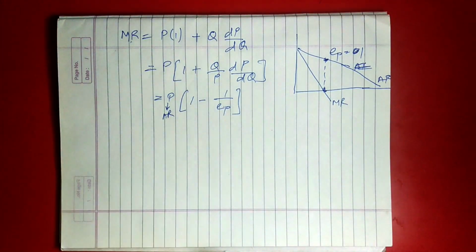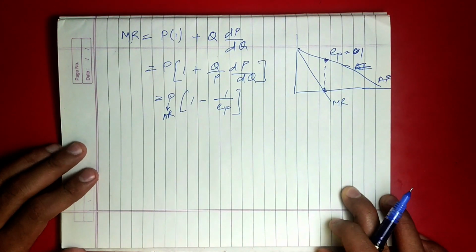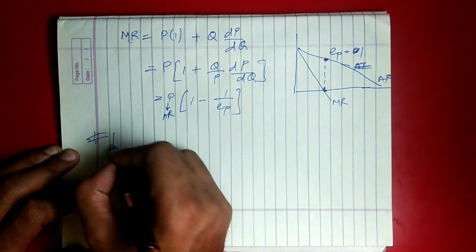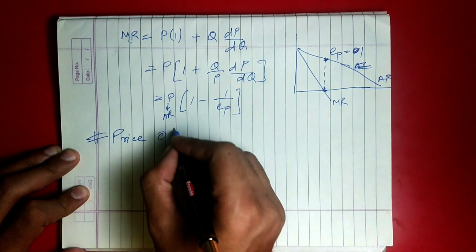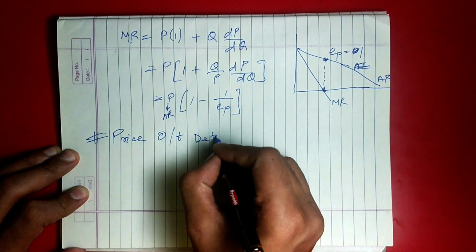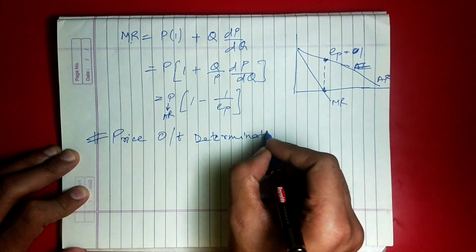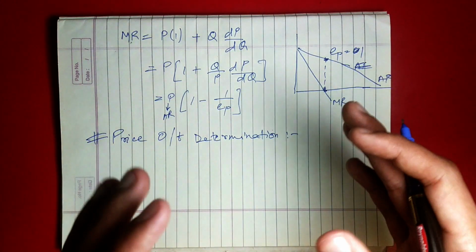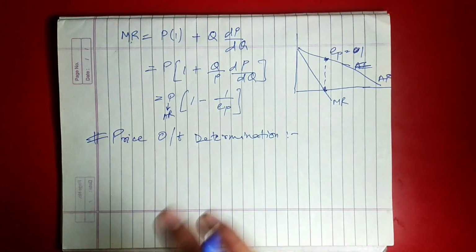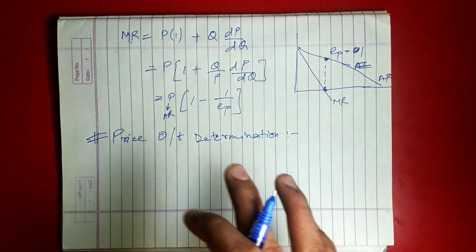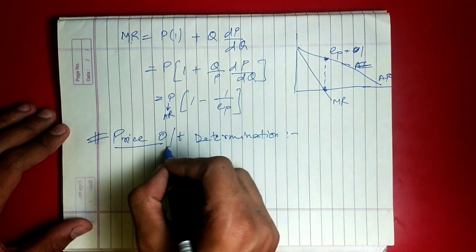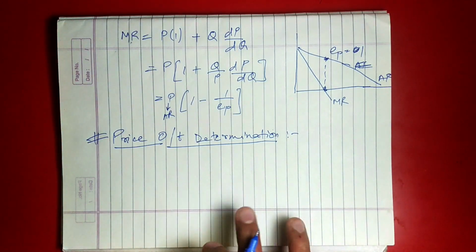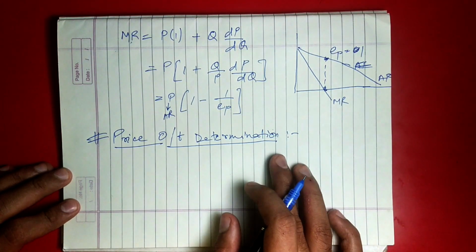Okay, so now we move further. Now we will see price and output determination, which is known as the equilibrium quantity of a monopolist. I'm just explaining in a very brief form, which is just necessary for the exam. You don't have to go much deep into it. I'm just giving you the required knowledge which you need to pass your undergraduate exam. So, price and output determination.